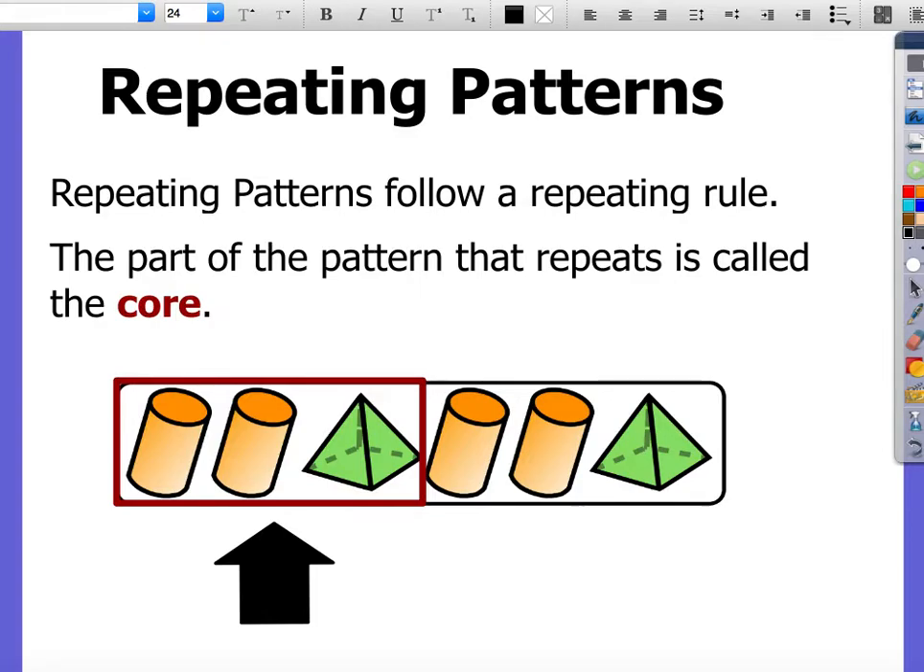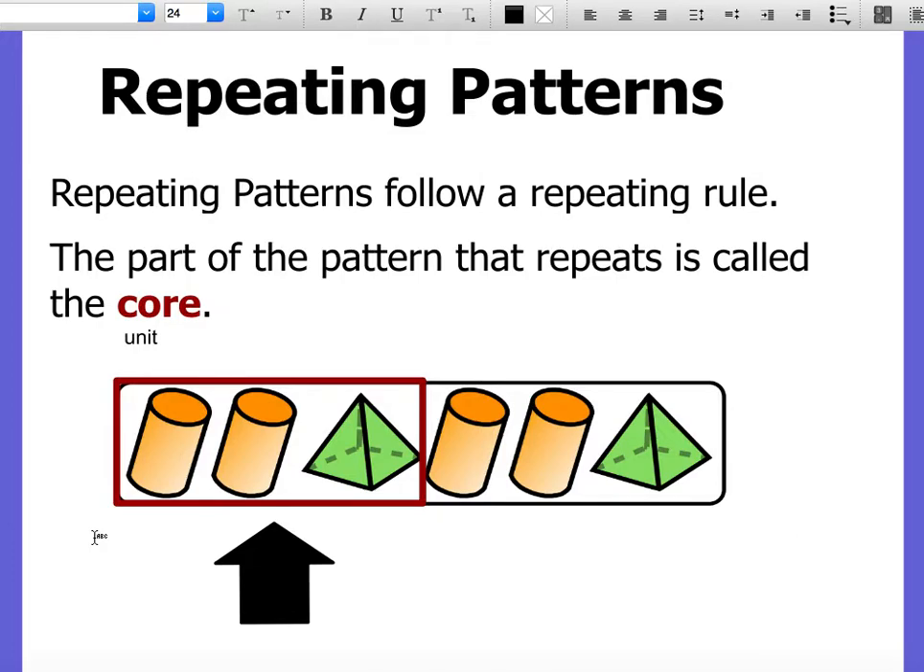So, what is a repeating pattern? A repeating pattern follows a repeating rule. The part of the pattern that repeats is called the core or the unit. Another word for core is unit. I'm going to add that underneath. All right. Another word for core is the unit in a pattern.